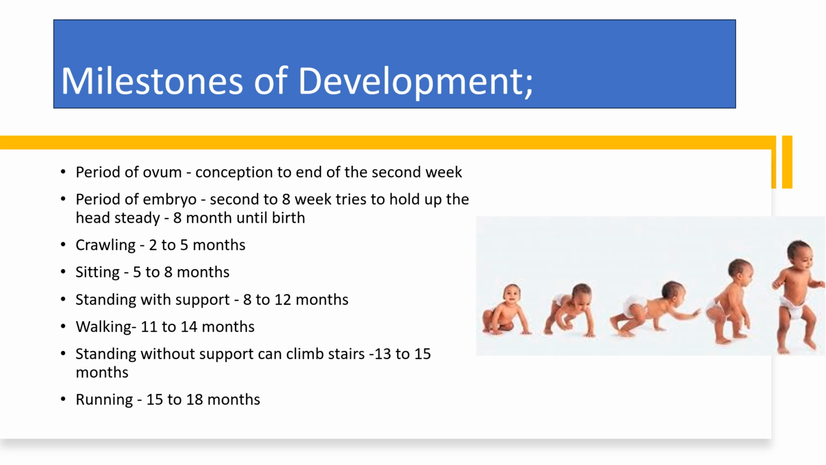In between any of this time, the babies will sit and stand with support at the time of 8 months to 1 year, or start walking at 11 to 14 months, and stand without support and climb stairs from 13 to 15 months, then running at 15 to 18 months.